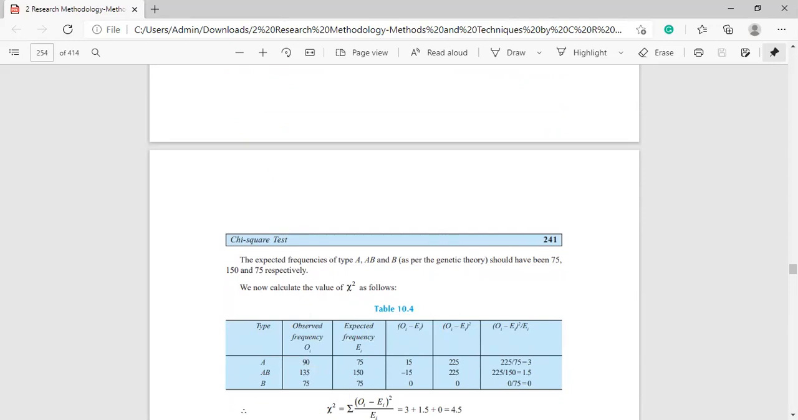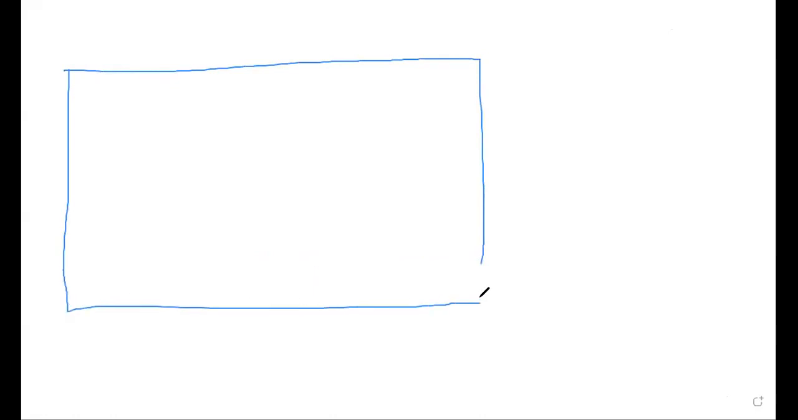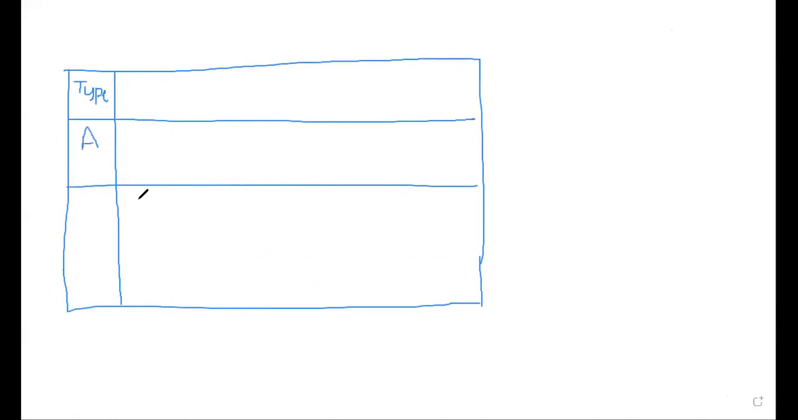First of all, I will draw the table on the whiteboard. You know the chi-square table. First I will name the column as type. The three types are A, then the second one AB, and the third one B.